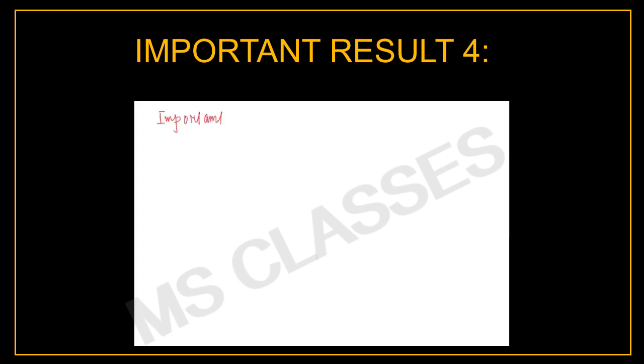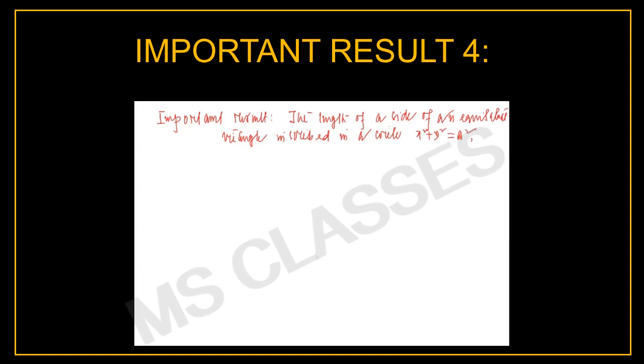Important result. It says that the length of a side of an equilateral triangle inscribed in a circle x square plus y square equal to a square, where a is the radius of the circle, is given by root 3 a. Now we'll understand the logic behind this.